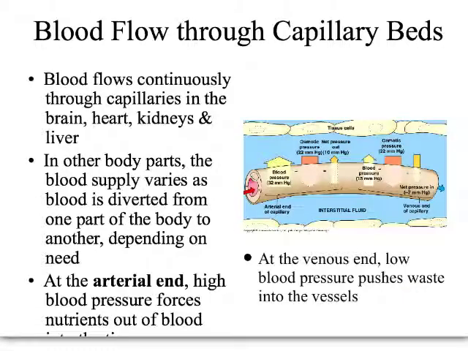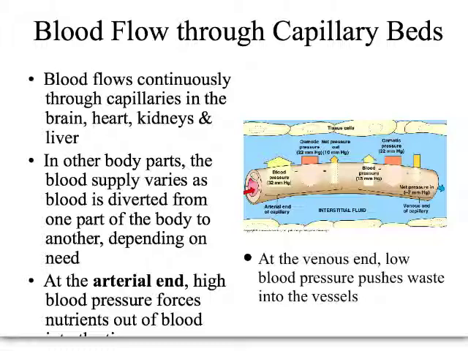Now remember, at the ends of the arteries are capillaries. Capillaries are within the tissues of the body and the vital organs of the body, and this is where that gas exchange and nutrient and waste exchange is going to happen. So let's take a little bit deeper look at that. So blood flows continuously through capillaries in the brain, the heart, the kidneys, and the liver. So the major parts of the major organs of your body to keep you alive are always going to have a constant blood flow through them.